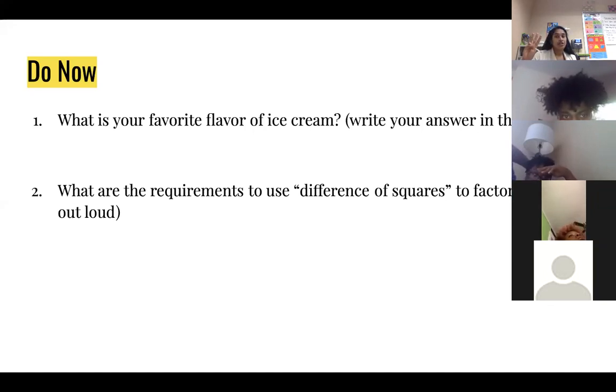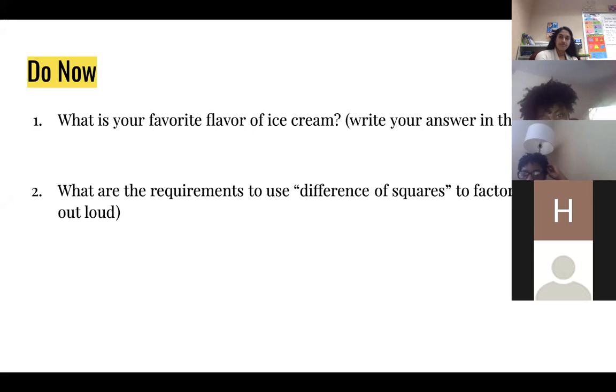Magic X is for 3 terms, so it's a trinomial. So how many terms are in difference of squares? 2. So that's the first requirement. You have to have only 2 terms. You have to have perfect squares. That's the second. And then there's one more. What sign has to be in the middle of the 2 terms? A plus or a minus? Minus. So those are the 3 things. You have to have 2 terms. You have to have perfect squares, so you should be able to take the square root of both terms, and you need to have a minus.